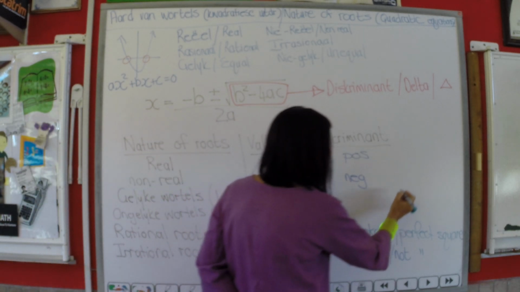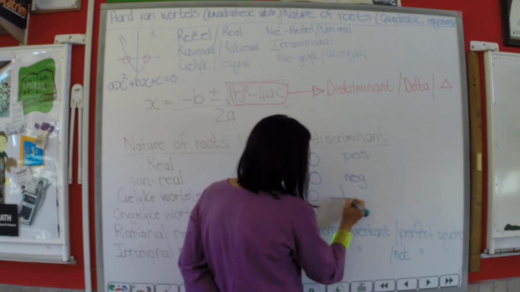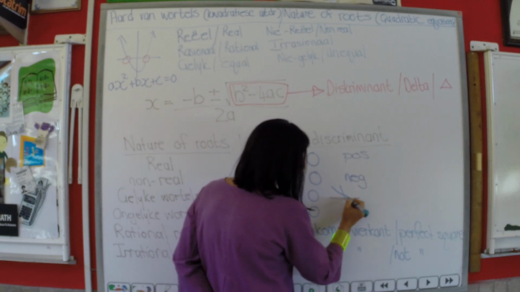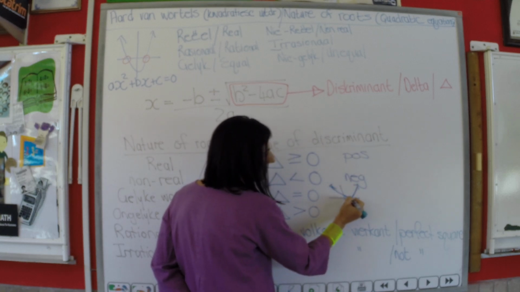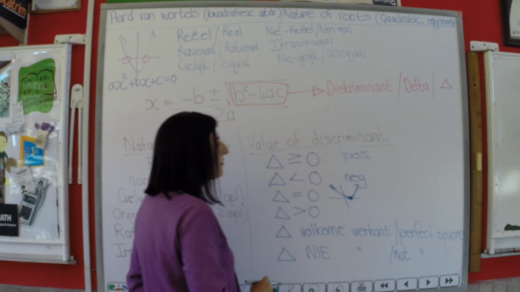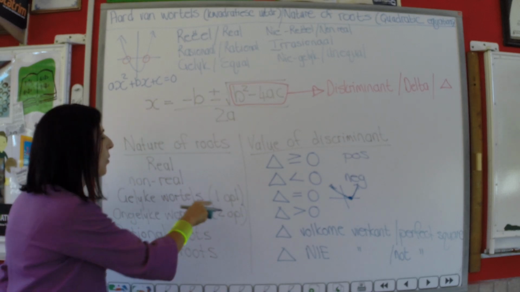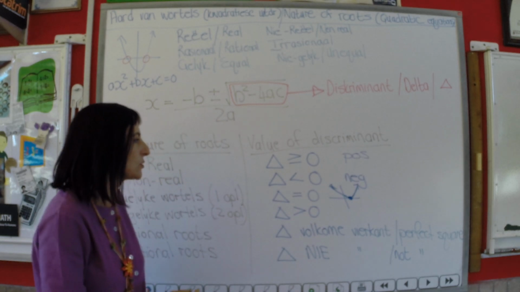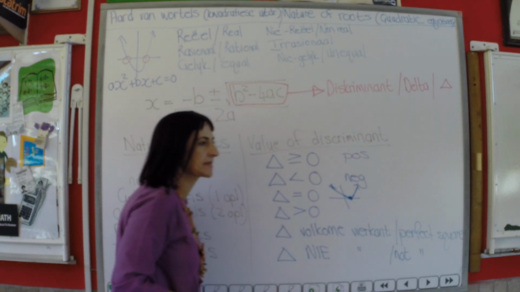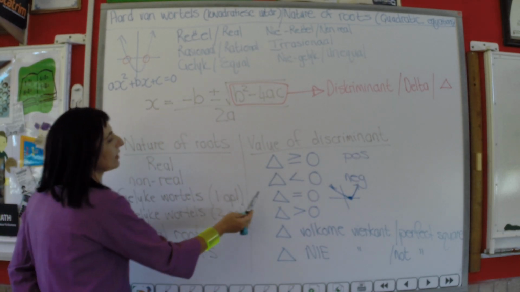Wat beteken dit as wortels gelyk is? Dit beteken daai parabool draai op die x-as. And when the parabola turns on the x-axis, there's only one solution. There's only one x-intercept because it turns on the x-axis. En dan is delta gelyk aan 0.